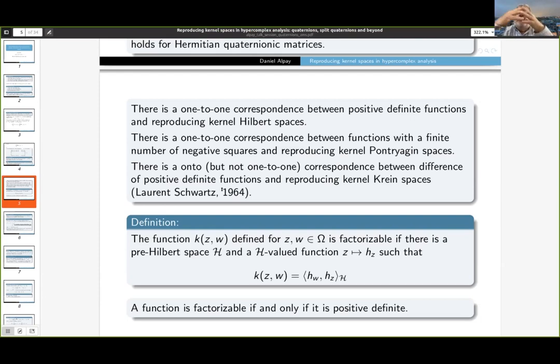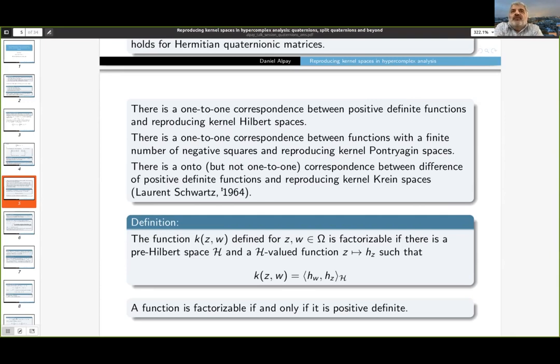Now, if you want a difference of a direct sum of two Hilbert spaces with a minus sign, you have Krein spaces, and then the situation is more complicated. And Laurent Schwartz, of distribution fame, proved in '64 that there is an onto but not one-to-one correspondence between differences of positive definite functions and reproducing kernel Krein spaces.